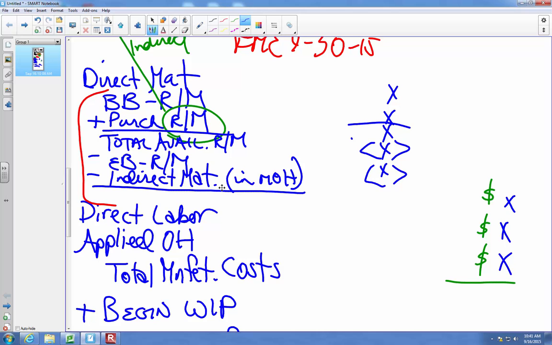Working on just like we just did, so minus ending balance raw materials. Well, where are you going to get that number? And then, yeah, exactly, and then minus the amount that is allocated to indirect materials, and you can probably get to read. Okay, so just follow the model down.